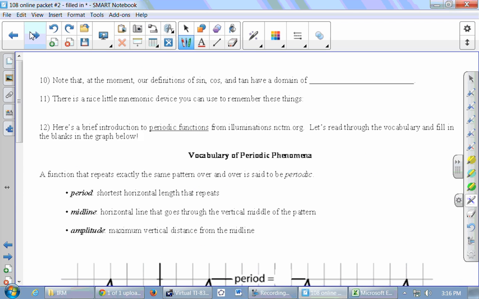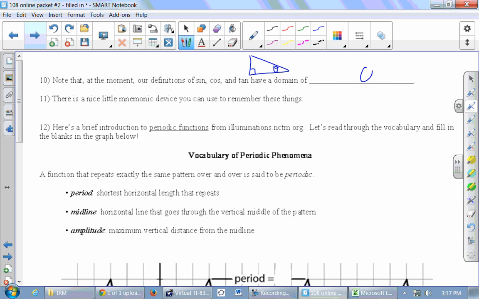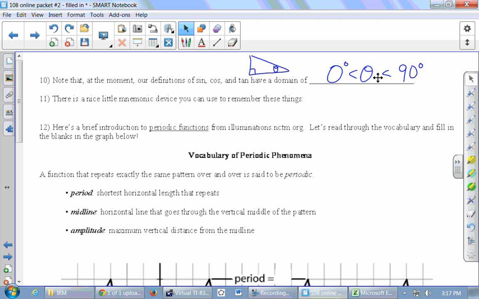Number 10, note that at the moment, our definitions of sine, cosine, and tan have a domain of, well, we know we have a right angle, and we know we have a theta, and we know we're in a triangle. And the biggest angle you could possibly have as another angle in a triangle would be 90, and we can't really have 90. And the smallest one would be 0, and you can't really have 0. So at the moment, sine, cosine, tangent are only defined for numbers between 0 and 90 because they come from a triangle.